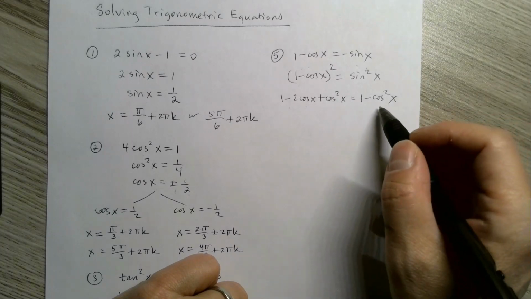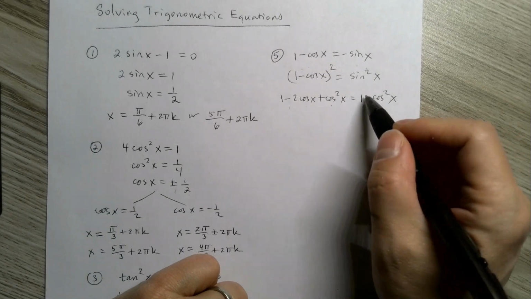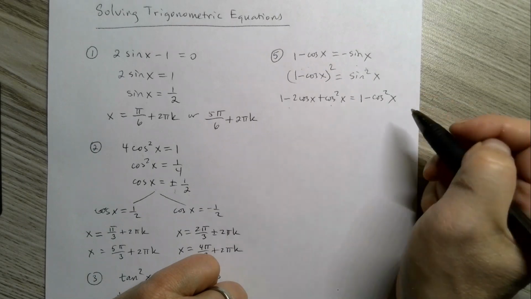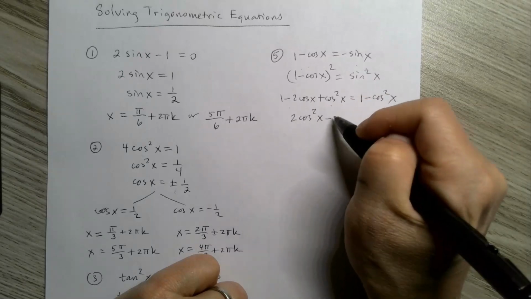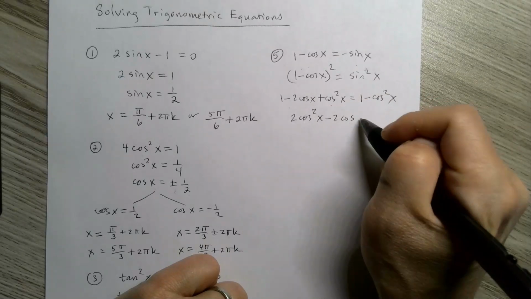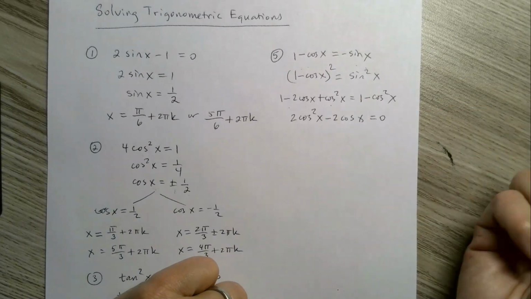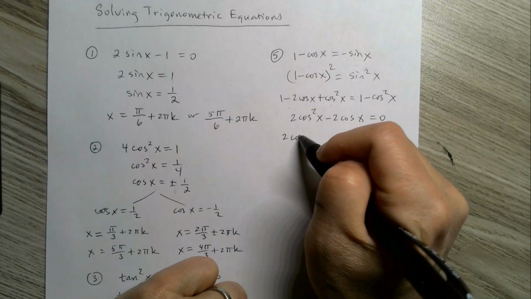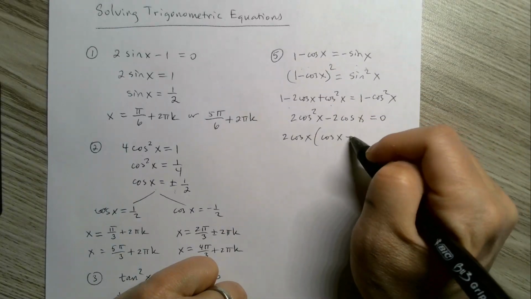And now, if I add cosine squared to both sides and cancel the 1's, I'll have 2 cosine squared on the left minus 2 cosine x equals 0. I have a GCF of 2 cosine x, leaving cosine x minus 1.